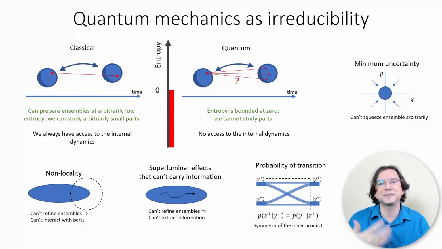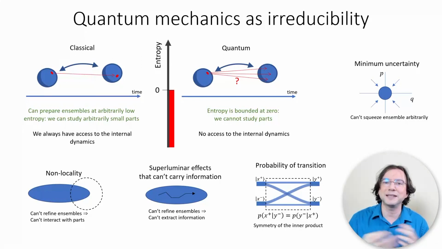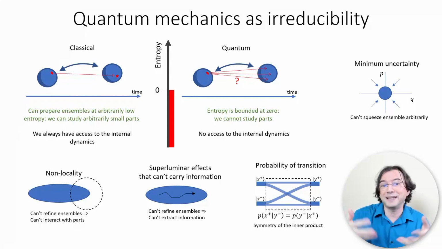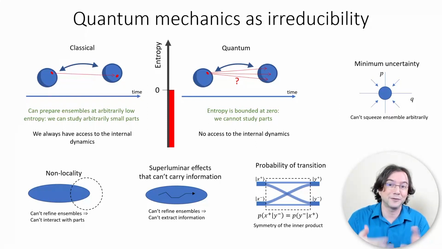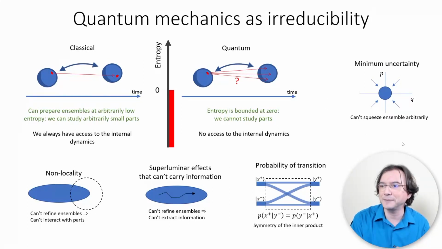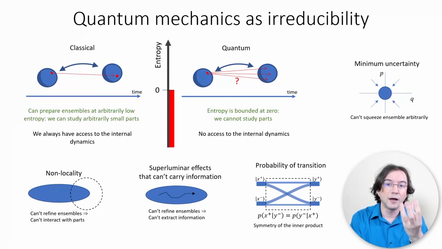So again, this is the idea of the assumption. The goal here is to at least qualitatively see how this assumption, the assumption of irreducibility, leads to outcomes similar to what quantum mechanics predicts. So the idea is that if we assume that the system is irreducible, then, for example, we must have a minimum uncertainty, because, again, we can't squeeze the ensemble arbitrarily.